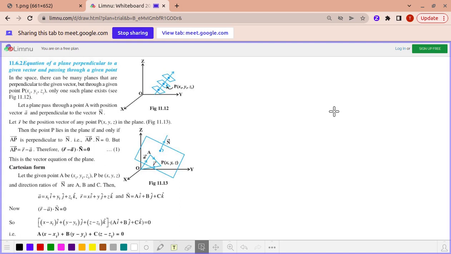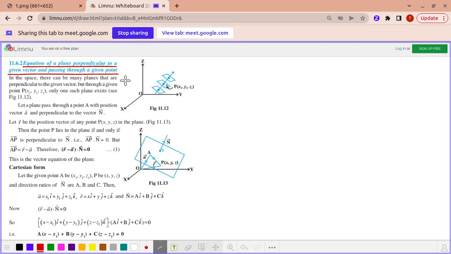The first one is the equation of a plane perpendicular to a given vector and passing through a given point. And second, we will discuss the equation of a plane passing through three non-collinear points. The equation of a plane in intercept form is actually a special case of the equation of a plane passing through three non-collinear points. That we will discuss later.